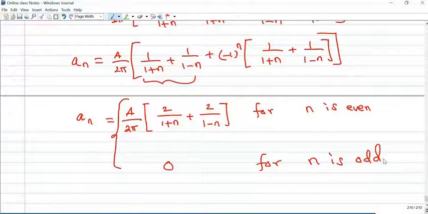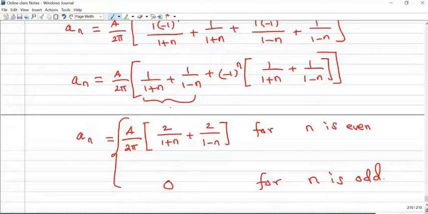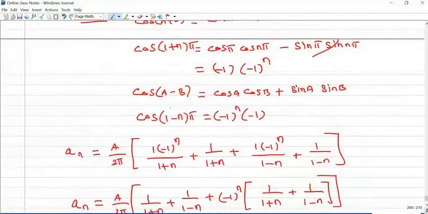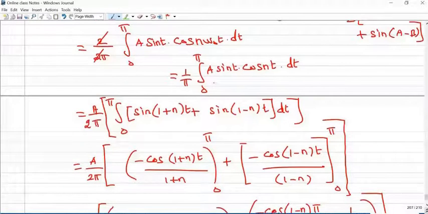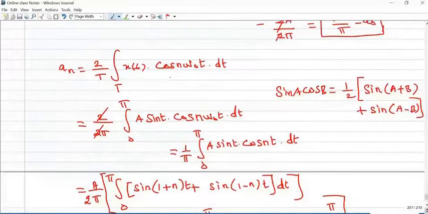Try to find out the Bn value by yourself using the formula Bn equal to 2 by T integration over the time period, x of t sin n omega naught t dt. Substitute your omega value and check: your Bn value would be 0.